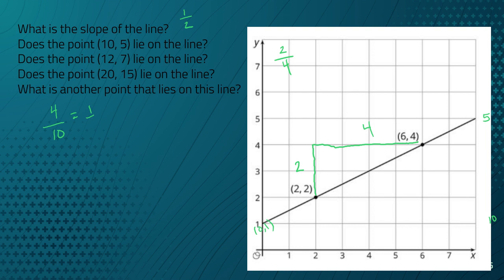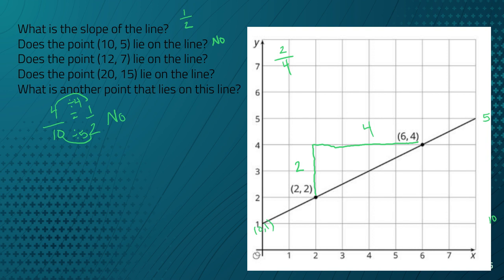And does 4 over 10 equal 1/2? No, it does not, because to get from 4 to 1, I divide by 4, but to get from 10 to 2, I divide by 5. So that would not have the same slope, so therefore does it lie on the line? No.